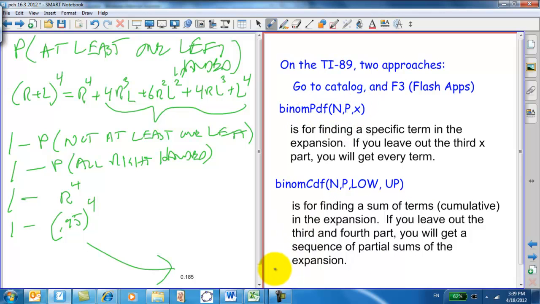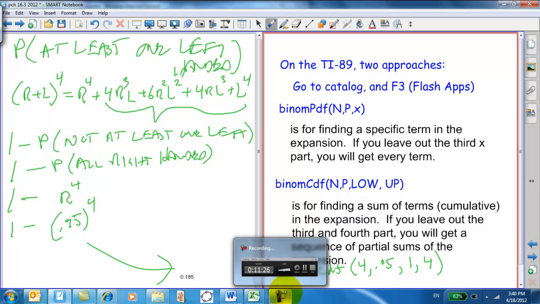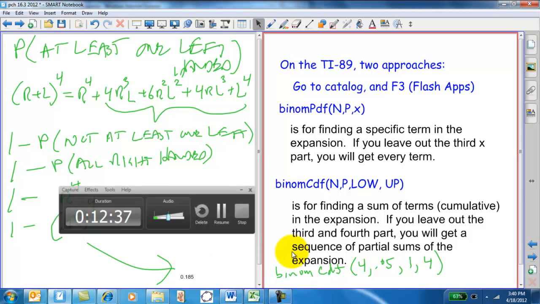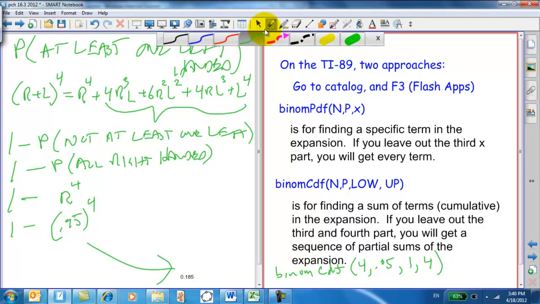So on this last example, we could do binomial CDF. Our n is 4 kids. We want the chance of a left-handed kid, so I'm going to use 0.05. And we want at least 1, so we want to go from 1 up to 4 left-handed kids. And let's see how this works. Binomial CDF, 0.05, 1 to 4. And it works. You get 0.185 again.